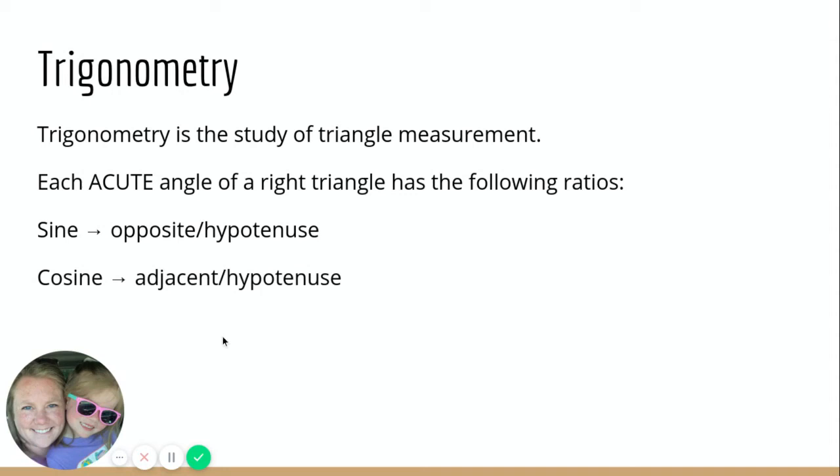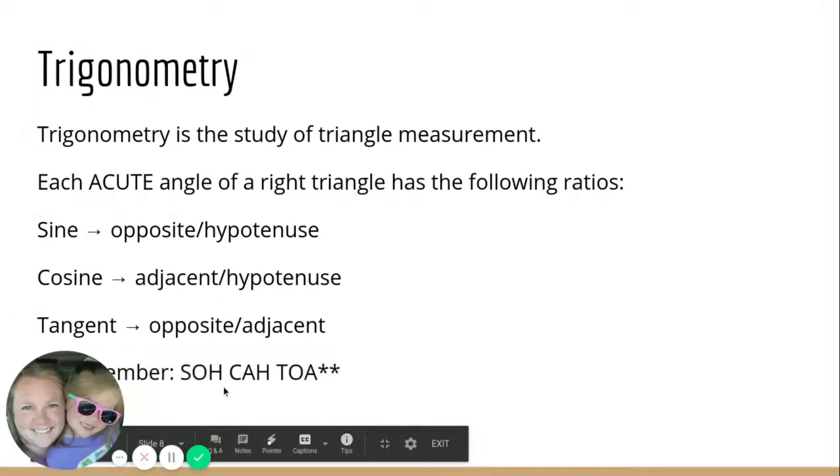The next one is cosine. So that will be the side adjacent to that angle and the hypotenuse. And then tangent is the last one. That will be the side opposite the angle and adjacent to the angle. And this will make more sense in just a minute when we start doing some with actual numbers and pictures. So don't fret if it seems foreign for right now.